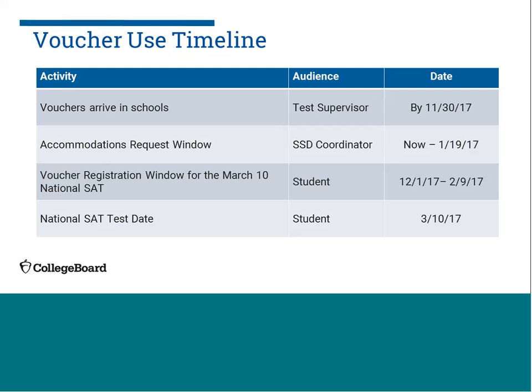So the timeline you need to be aware of is by the end of November, you will receive vouchers in your school. For students that are going to be taking the test on the national administration, your SSD coordinator will need to submit their accommodations request no later than January 19th in order for them to be reviewed and approved before the test date. And then the window for students to actually register for the March 10th SAT begins December 1st and runs through February 9th. The test date will be Saturday, March 10th.